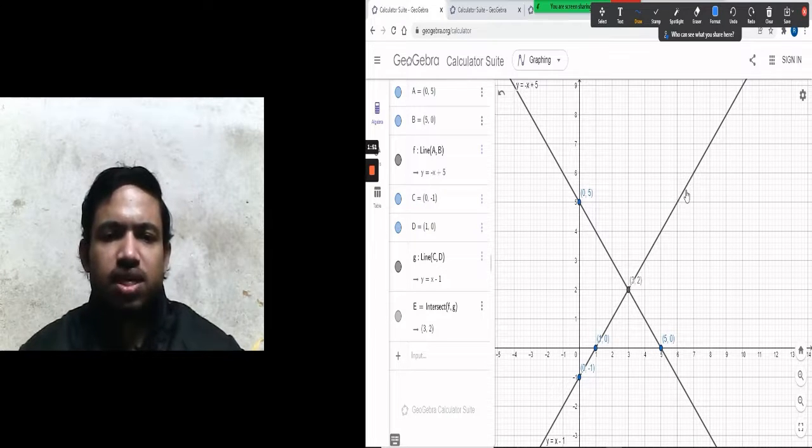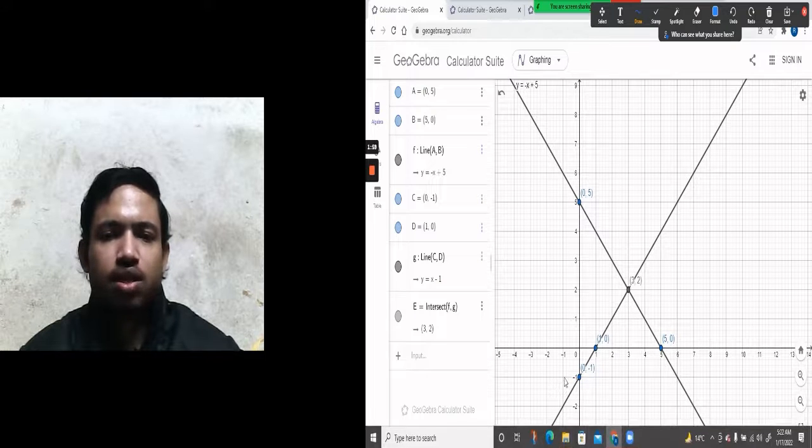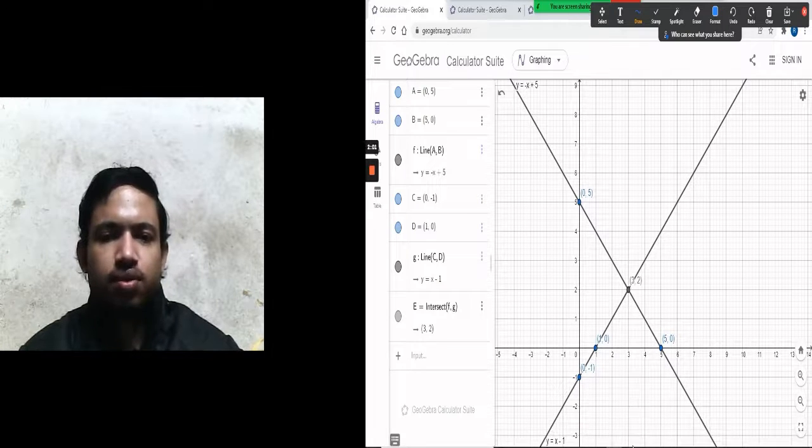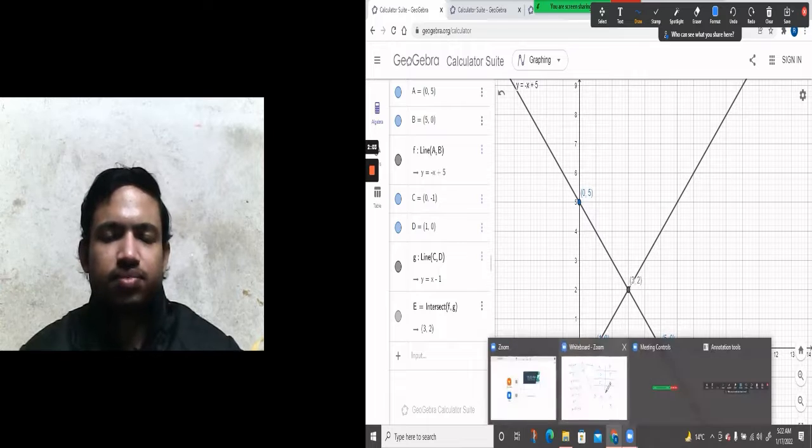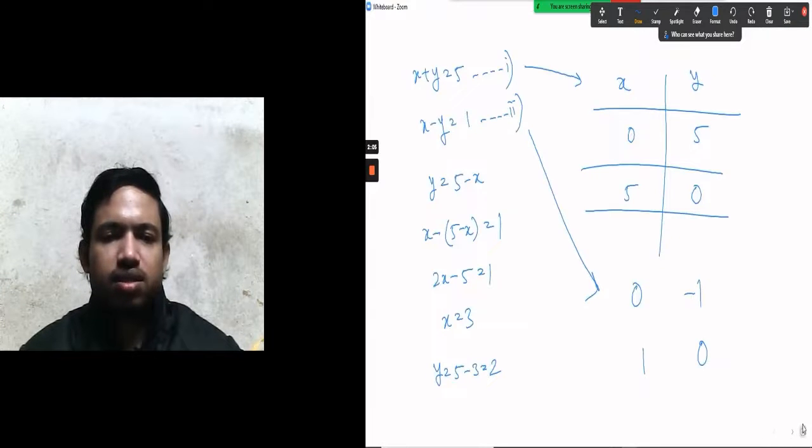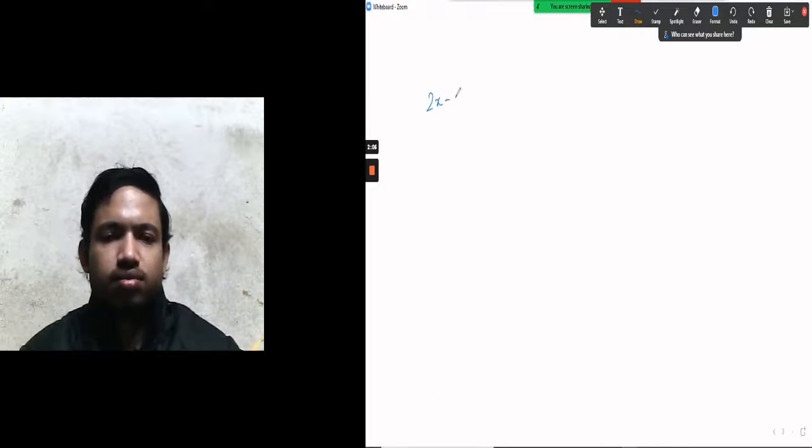So, the common intersection point (3, 2) satisfies both of the simultaneous equations. So, it is the solution point and it is the only unique solution. Now, look at this example. 2x minus y equals 1 and 4x minus 2y equals 2.